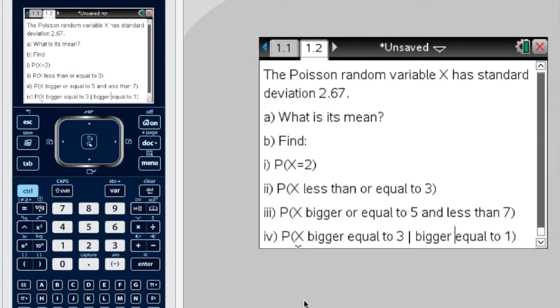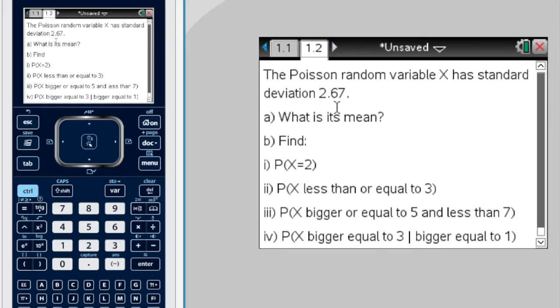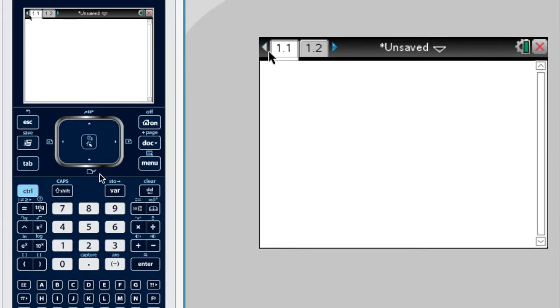This video is going over how to find probabilities using the Poisson distribution. Okay, so say we've got the following question. The Poisson random variable x has standard deviation of 2.67. What is the mean? For the Poisson variable, the mean equals the standard deviation squared, or the variance. So to find the mean, it's as simple as getting that 2.67, the standard deviation, and squaring it.